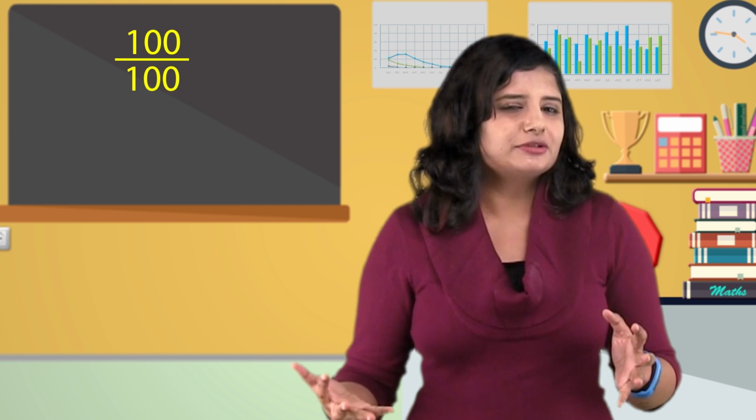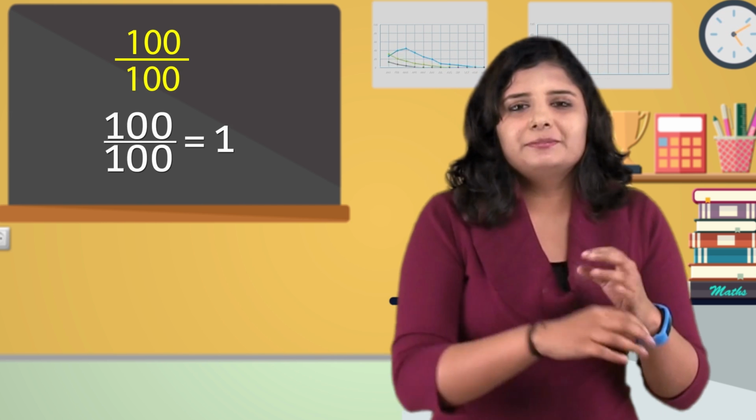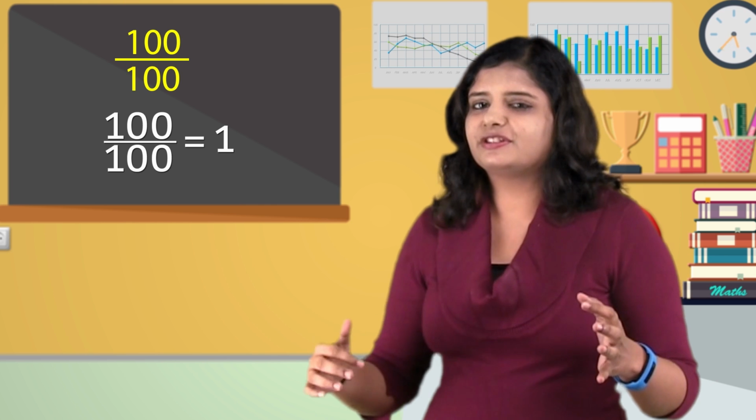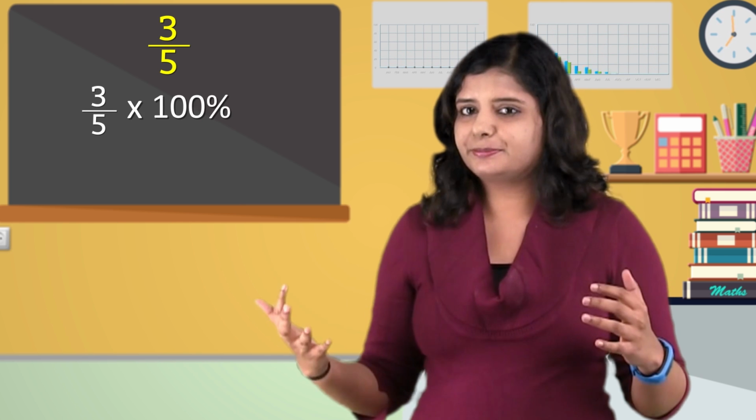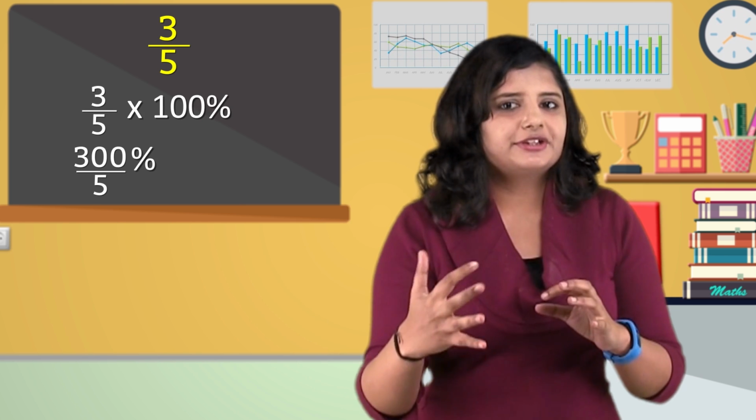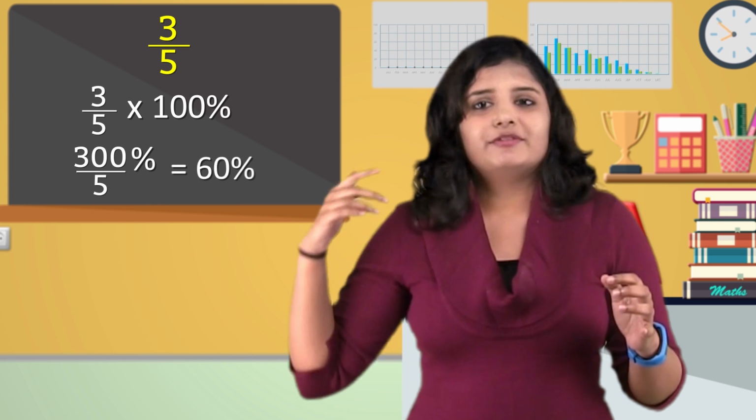A simpler method would be to multiply the fraction by 100%. This doesn't change the value of the fraction because 100% is nothing but 100 into 1/100, which is 1. So let's verify this. 3/5 as a percent would be 3/5 into 100%, that is 300 divided by 5%, which is 60%. You can use the same technique to convert decimals into percentages as well.